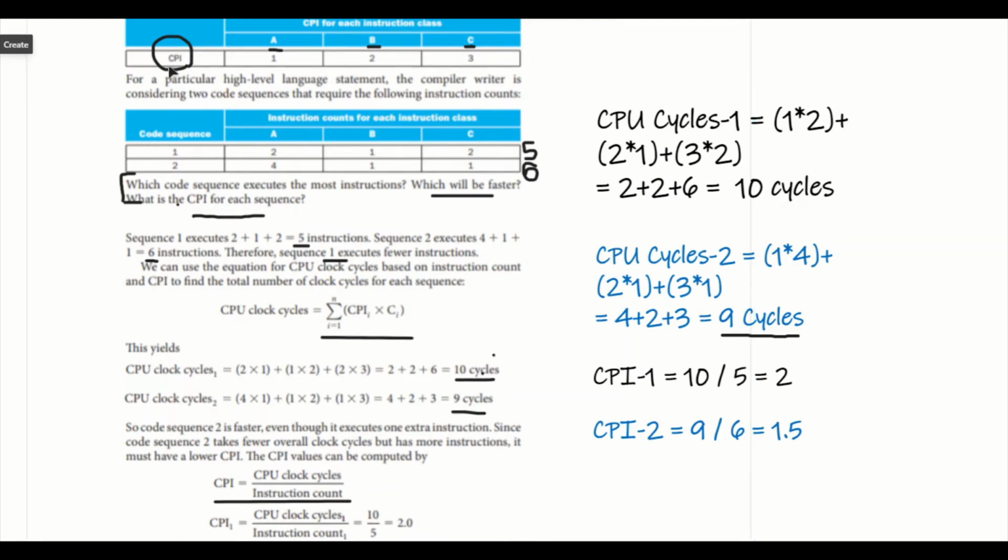Don't get confused with this table. This table talks about the CPI of the type of instruction, okay? But the question is the CPI of the entire program, okay? So this is the idea. In case the question doesn't ask that, let's look into another question so that I can explain.